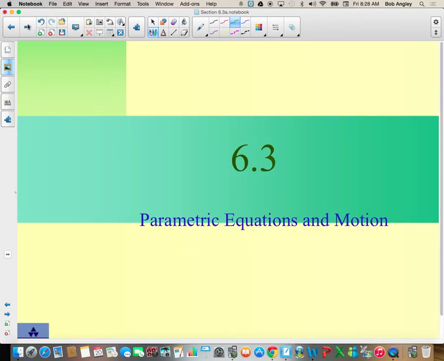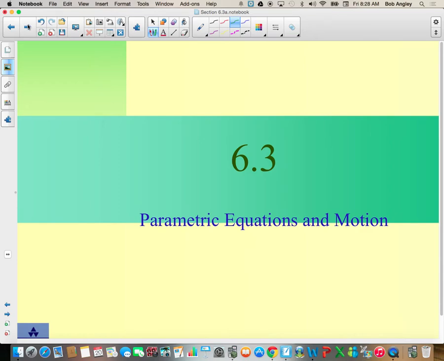All right, what we're going to talk about in section 6.3 here are parametric equations and motion. All right, now, first of all, you will need to have good batteries in your calculator. It's not like you need to change them out, but if yours are weak, we're going to be highly calculator driven for a little bit.